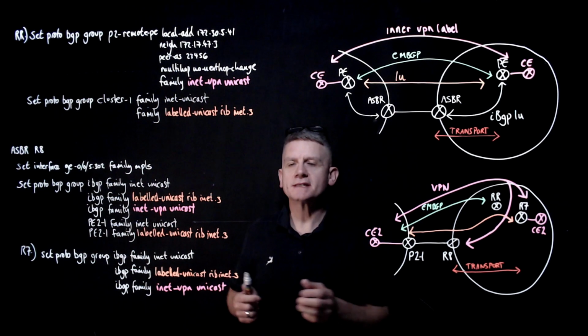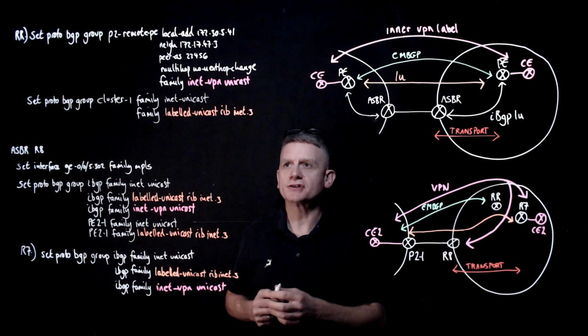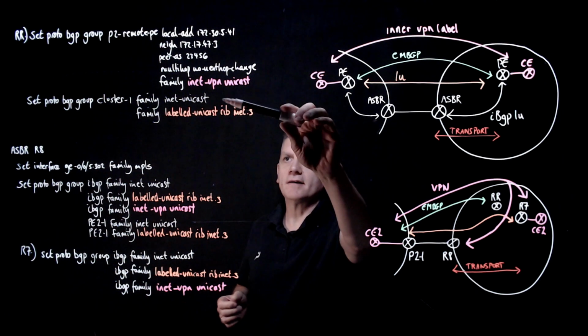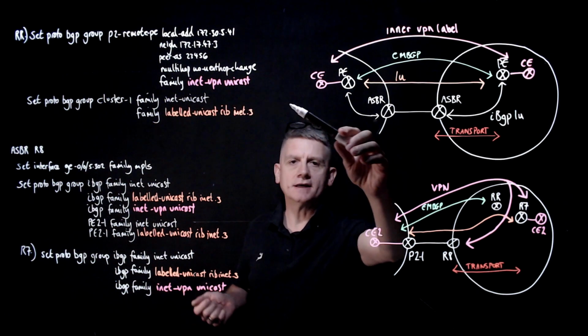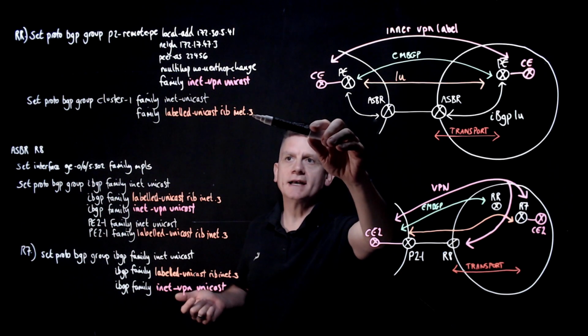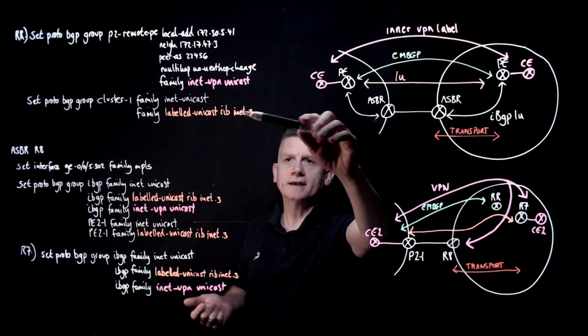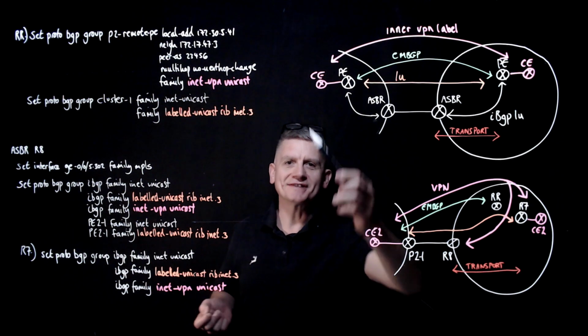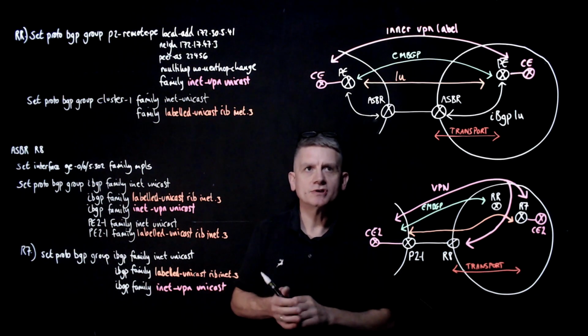Okay then, we're going to be saying a bit more about labeled unicast in the next screen, because obviously we're going to have inet unicast routes, your standard IPv4 routes. Now we're going to have a labeled version of the same route, and clearly we're going to want that in a different table. Okay, so that's the labeled unicast.